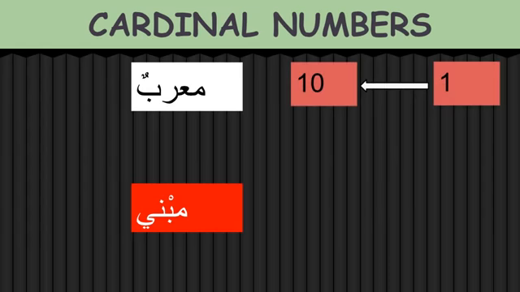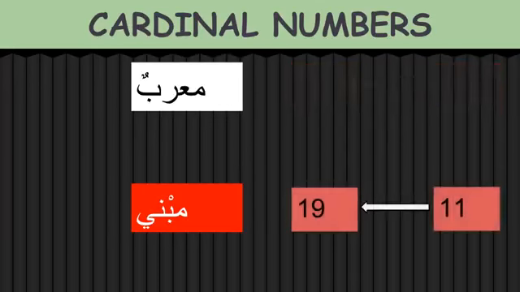So for 1 to 10, the numbers are called mu'rab. Mu'rab means they decline. They have fatha, damma, kasra depending on their position, marfu, mansub, majrur, taking the sign of the noun on that number. Whereas from 11 to 19, it will be mabni. That means they are fixed. Whether it is marfu, mansub or majrur, they won't have any change, but will all be fathas.